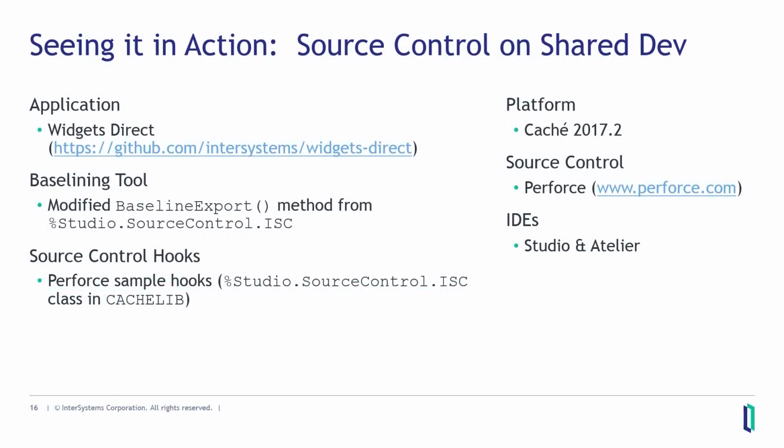All right, so let's go ahead and do a demo and walk through a scenario here. I'm going to be using the Widgets Direct application that's on the InterSystems GitHub site. I'm going to be using the baseline export tool that's in %studio.sourcecontrol.isc. This class is what we use internally for our development hooks, and they're Perforce hooks. So we use Perforce internally for Cache, Ensemble, Iris, TrackCare, HealthShare, et cetera. All of my internal applications, this is what we use.